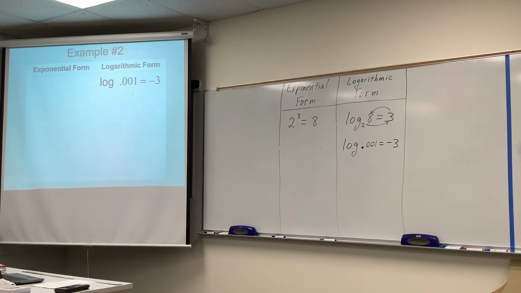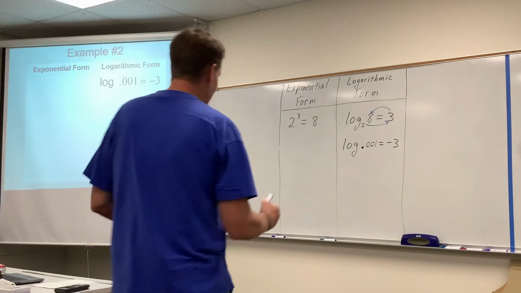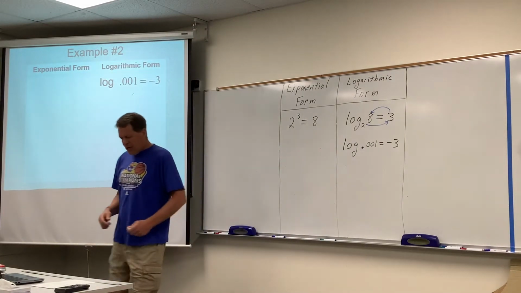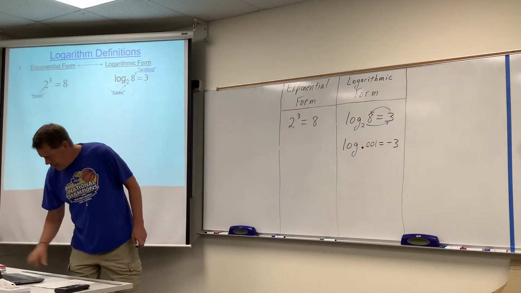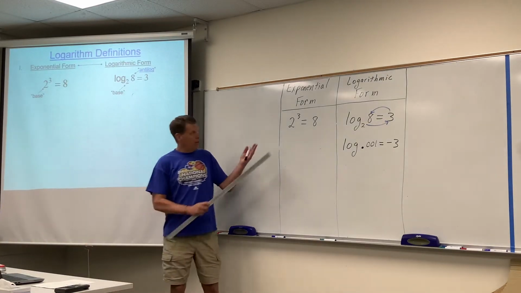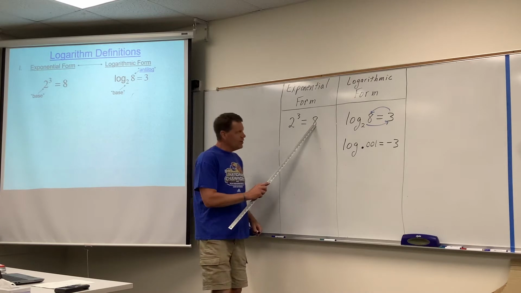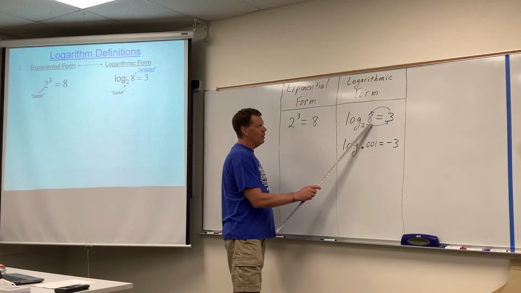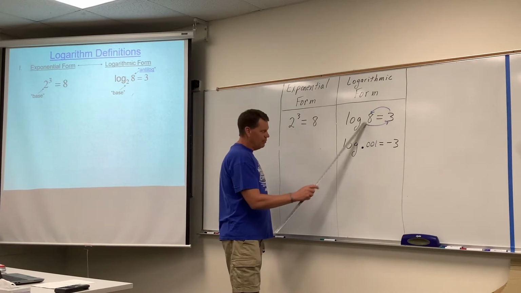Continuing with logarithms, example number 2. Again, we're practicing going back and forth between exponential form and logarithmic form. So what I've done here is I've transferred that first definition over here, the fact that 2 to the third power equals 8, exponential would become logarithmic, log base 2 of 8 equals 3, and here's the pattern.